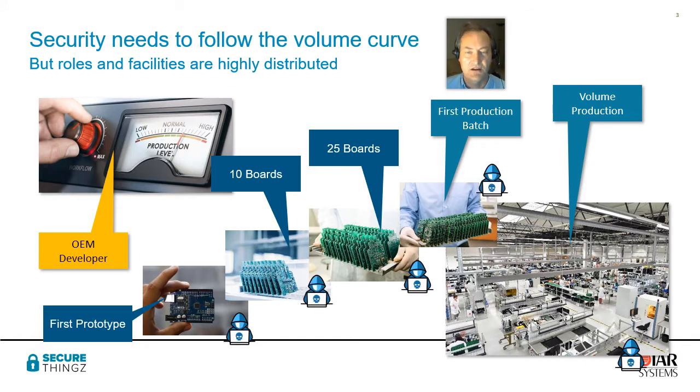At every point along this curve, we have the risk that somebody will inject malware into our product, someone that will steal into our intellectual property and disrupt the development of the product. So we have to make sure that we think about security at every stage along this volume curve, all the way from the very first prototype right the way through to volume production.